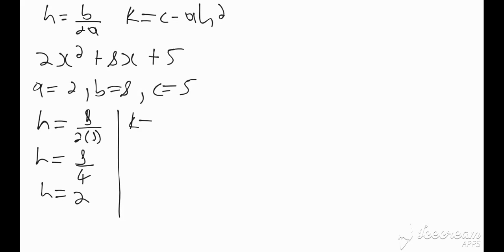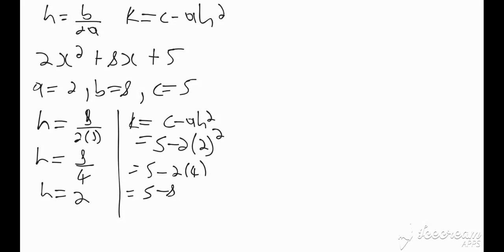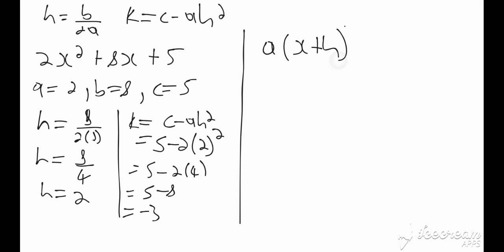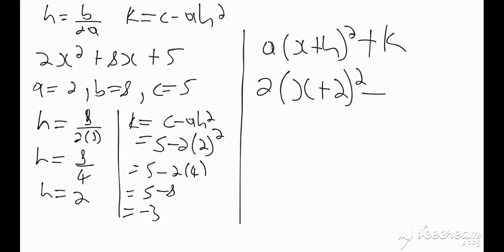Now k is equal to c minus a h squared. c is 5, so I'm going to have 5 minus 2, and h is 2, so we have 2 squared here. So this is going to give me 5 minus 2 times 4, which is 5 minus 8, which is minus 3. Now when we complete the square, we actually get it in the form a into x plus h all squared plus k. So all we have to do is populate this formula. a is 2, h is 2, and k is negative 3. And there we go. We have completed the square with the shortcut.